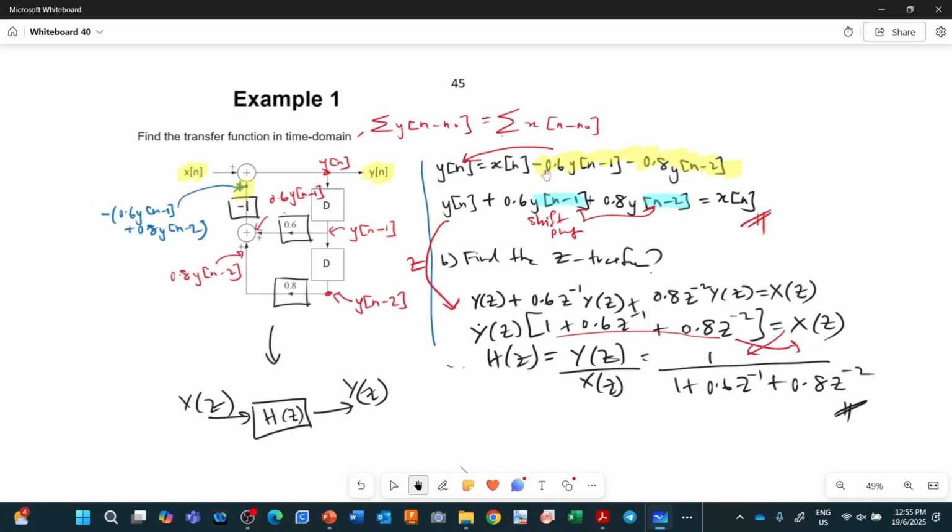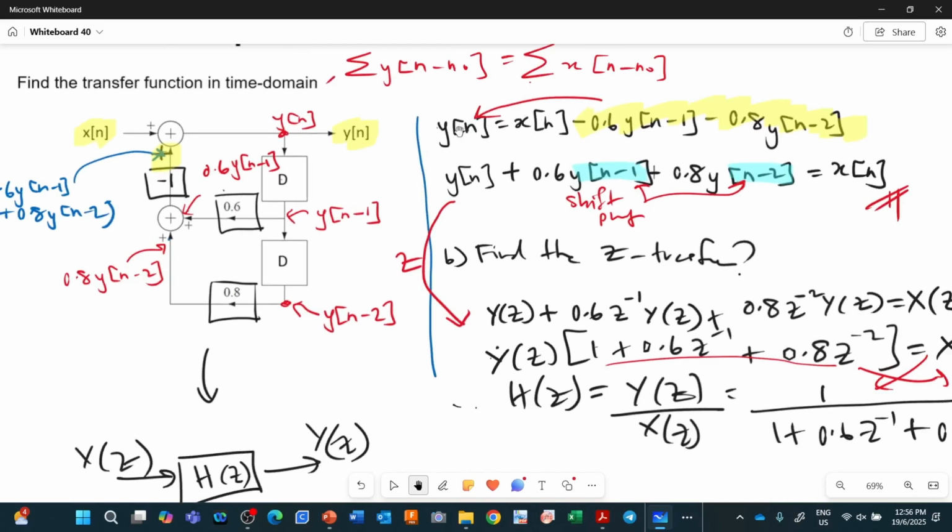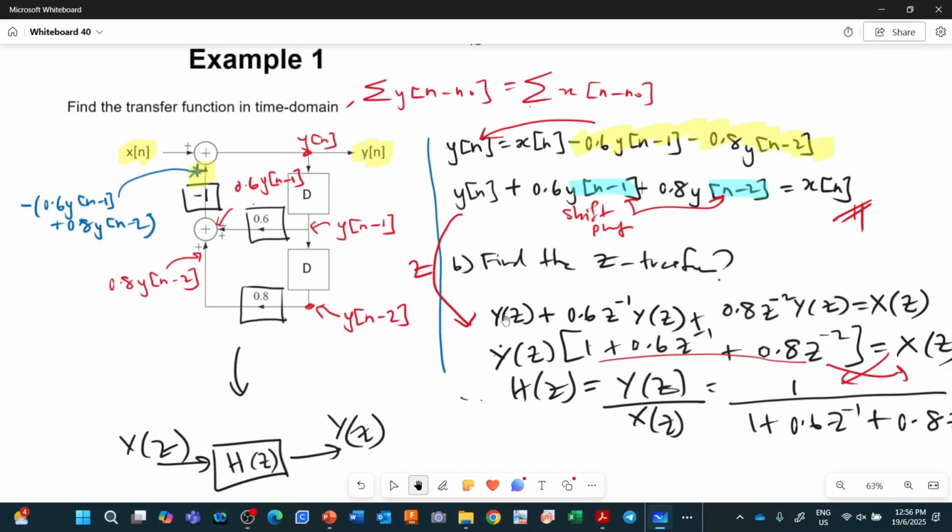Okay, alright, so we don't have time, but basically try to practice on your own. Let's say you are given this equation instead. You are given the equation that you have found here: yn plus 0.6 yn minus 1 plus and so on. So can you draw the block diagram?